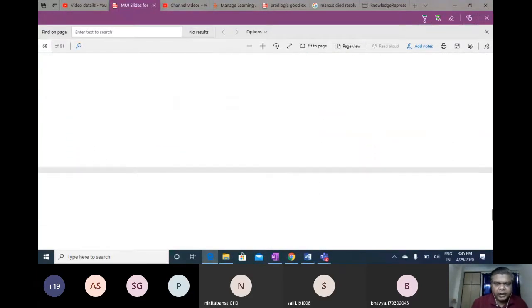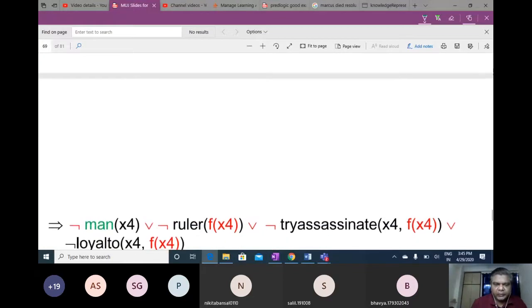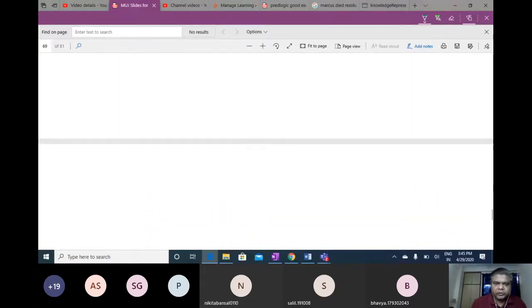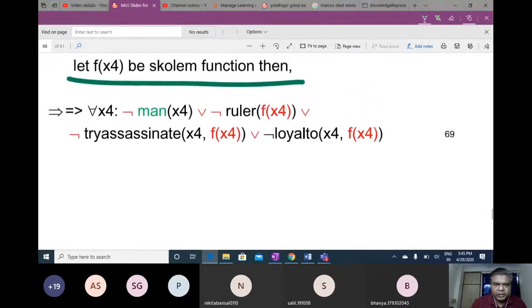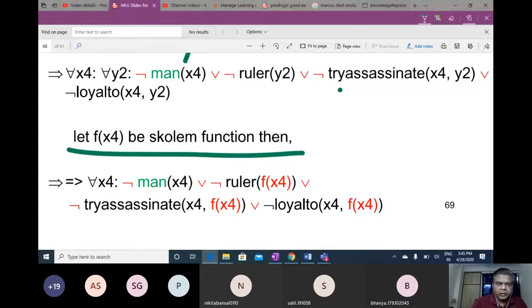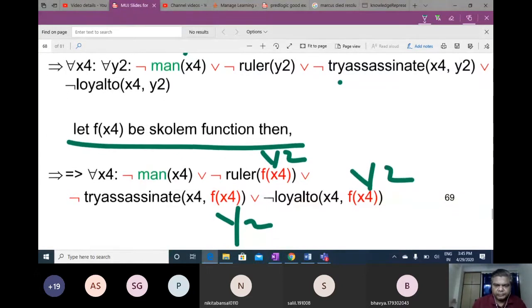So that is why they replaced ruler by f(x4), but that may not be necessary. In our case, if we just go by the algorithm which we are considering, we will eliminate any universal quantifier by a simple variable. So here we will just do y2, here we will just do y2, here we will just do y2.